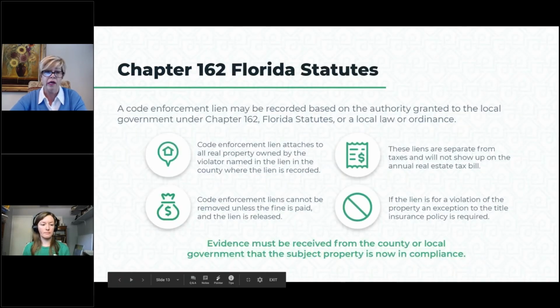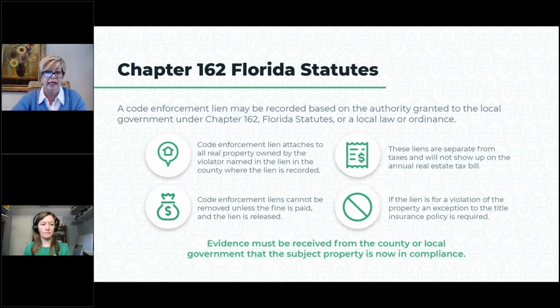The other important chapter of Florida statutes as it relates to municipal liens is Chapter 162. Chapter 162 of the Florida statutes specifically addresses code enforcement liens. So a code enforcement lien may be recorded based on the authority granted to the local government under Chapter 162. And several things to note here.